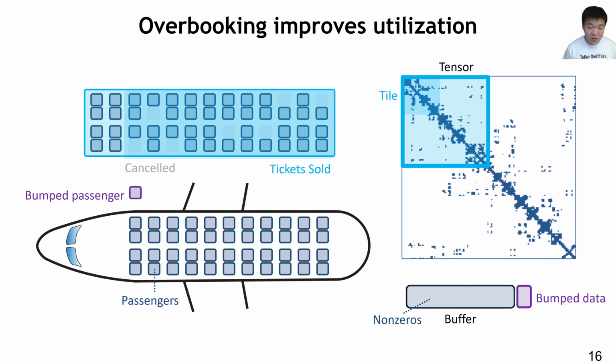Here, we show an example where not enough passengers cancel their tickets, and in this case, we end up with a bump passenger, shown in purple, and similarly, if a given tile was not sparse enough, we end up with bump data, also purple. To solve this, we tolerate it when we have this bump data that does not fit, by giving the data an alternative route to the destination.